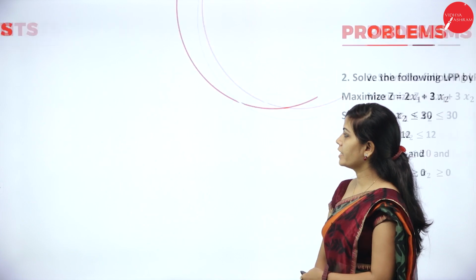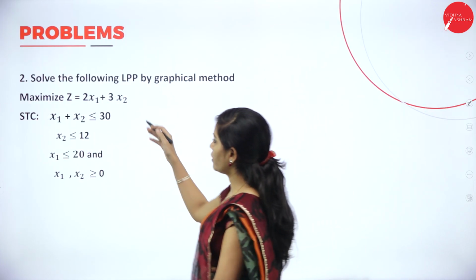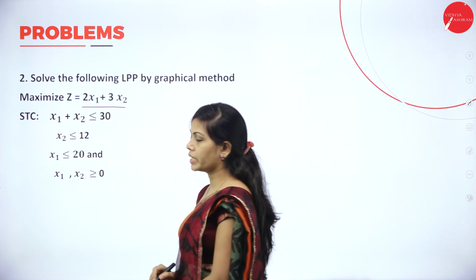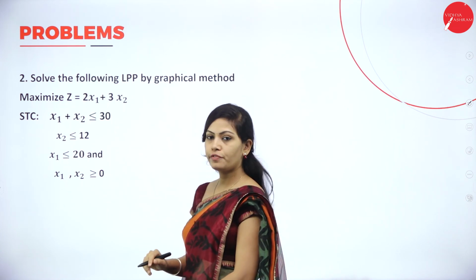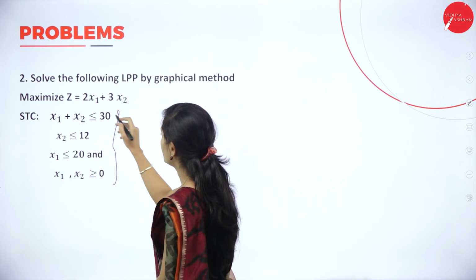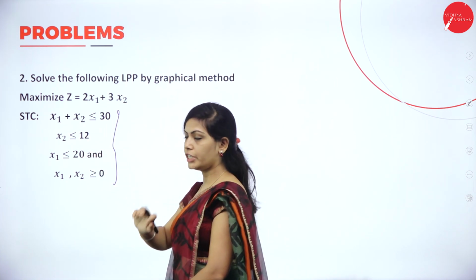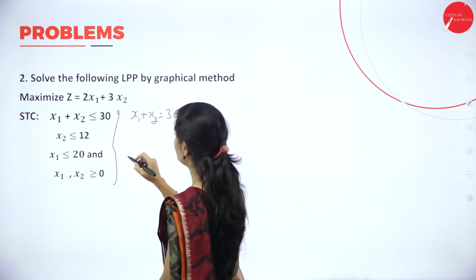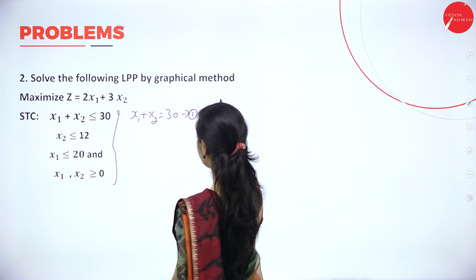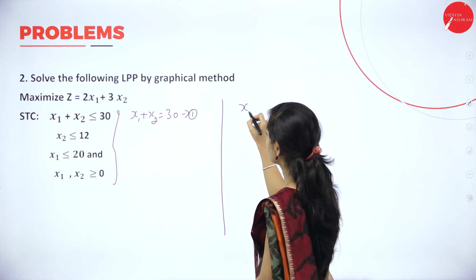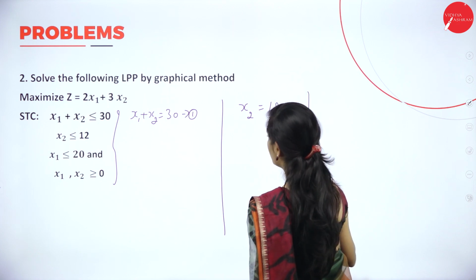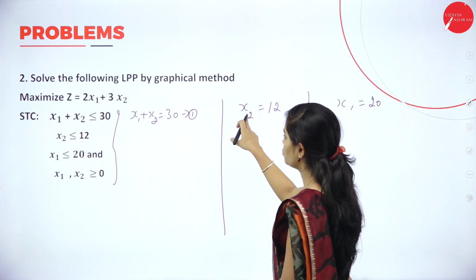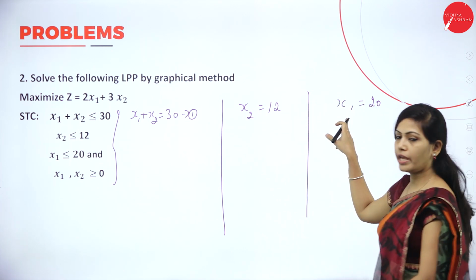And next we'll see the second question. So here you have an objective function and constraints again. So the objective function is 2x1 plus 3x2. So first write it in standard form. All the inequalities you need to convert into equalities. So x1 plus x2 is equal to 30. This is equation number 1. And x2 is equal to 12 and x1 is equal to 20.